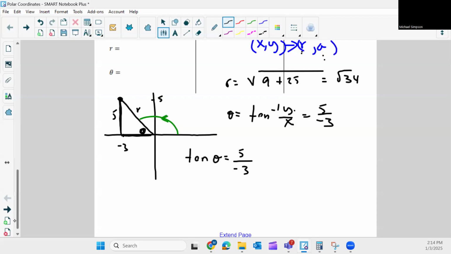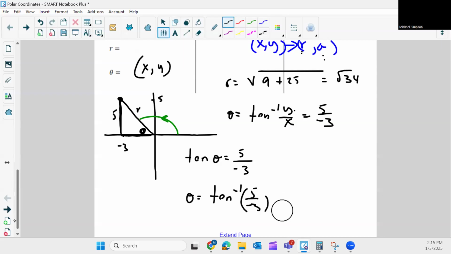Y over x. So whenever you're given a point x, y and you want to find the angle, just use the tangent, and we do the inverse tangent. So now tangent theta is equal to 5 over -3. To find the angle, we do the tan inverse of 5 over -3, which is y over x. So make sure you understand that. Good. And now we put this in our calculator.